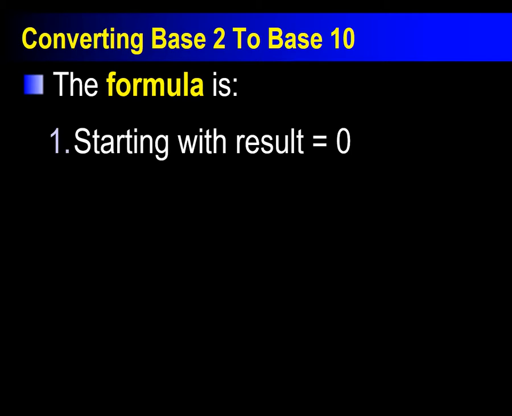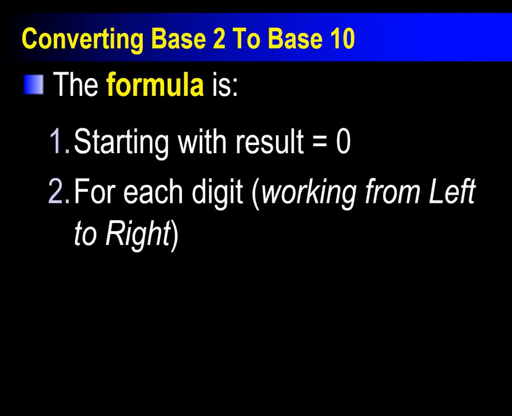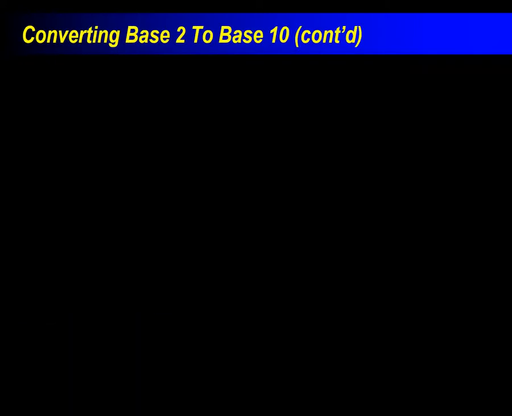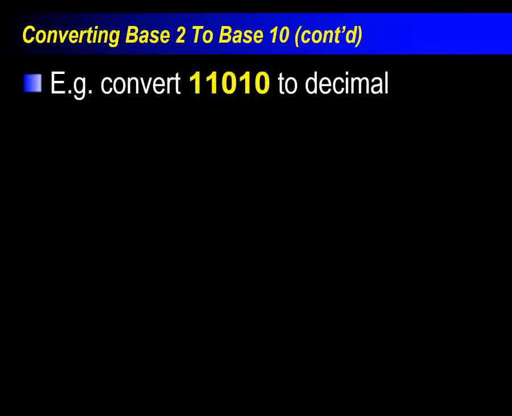Okay? Now, going back the other way. Start with a result of 0. For each digit working left to right, multiply the result by 2 and add that digit. Okay, let's try that. We're going to convert 11010 back to decimal. So we start with a 0, multiply by 2, and add the 1. This 1 then moves to the next one. So that 1 moves down.